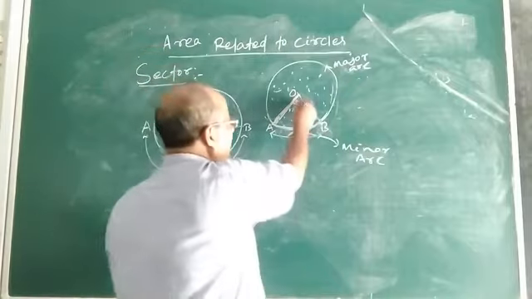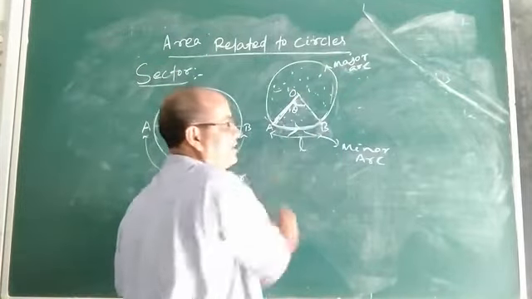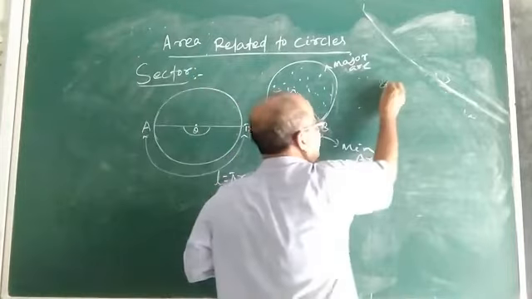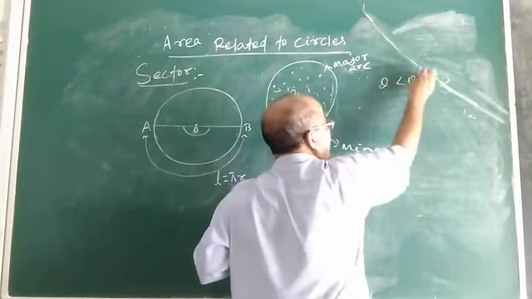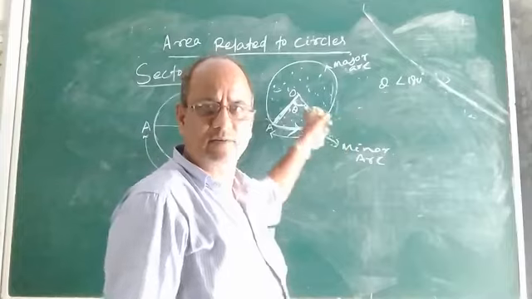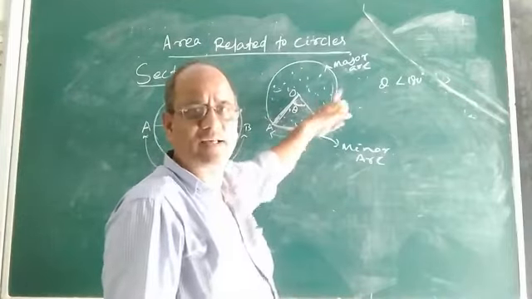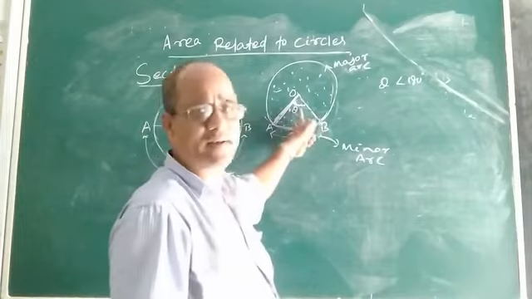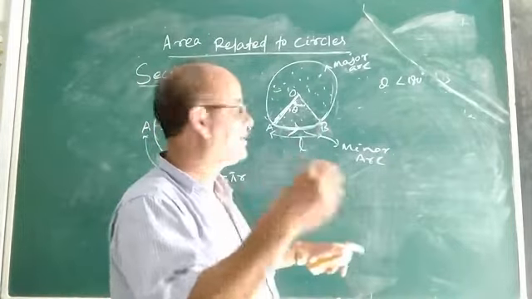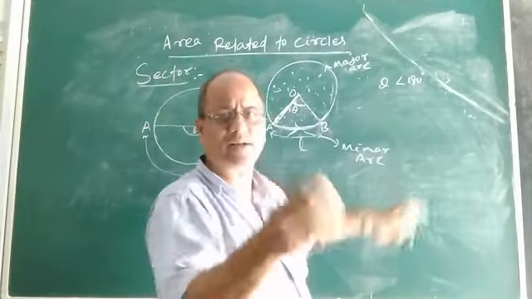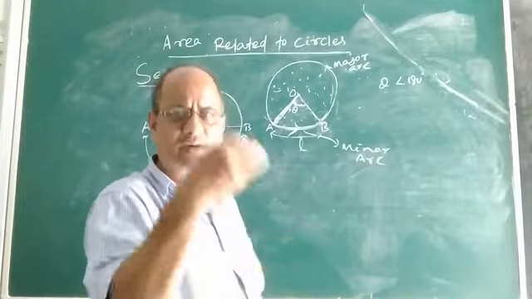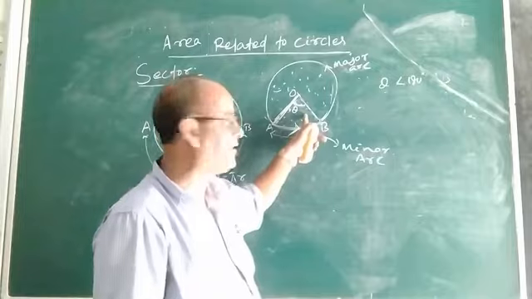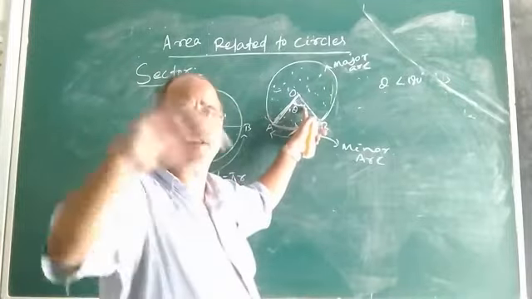See children, look at this angle theta. Clearly in this figure, theta is less than 180 degree. No doubt the value of theta is less than 180 degree, maybe 20 degree, 30 degree, 40 degree, etc. Now children, just imagine what will happen if the value of theta goes on increasing.